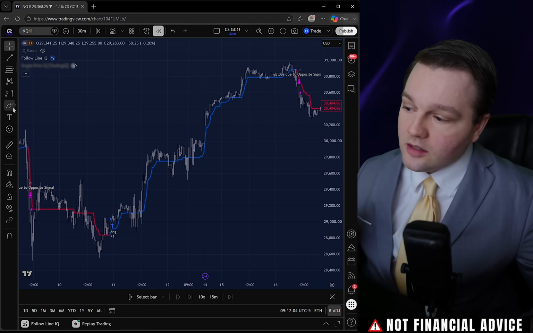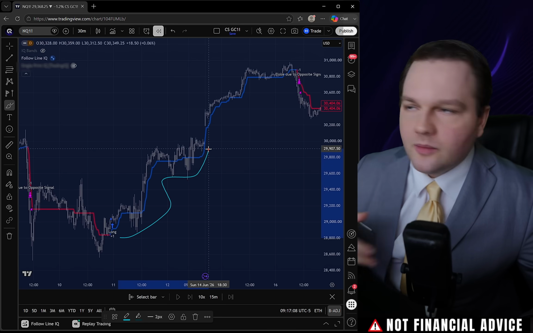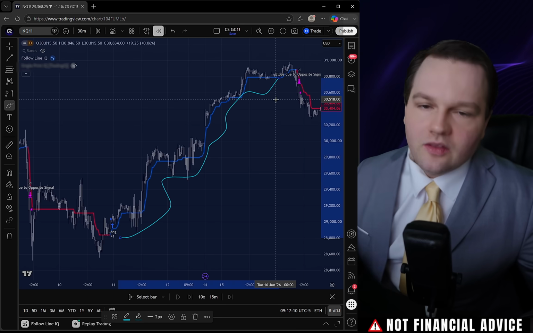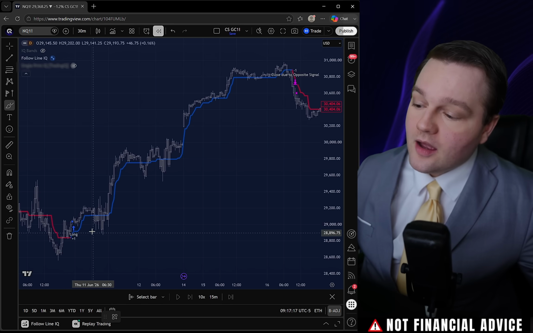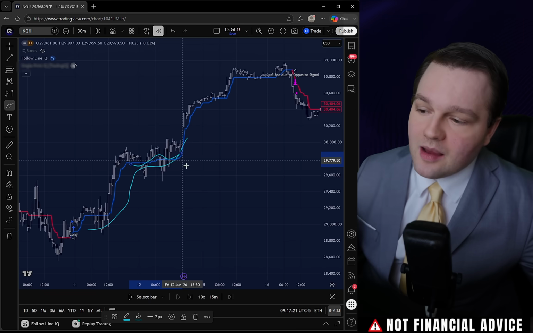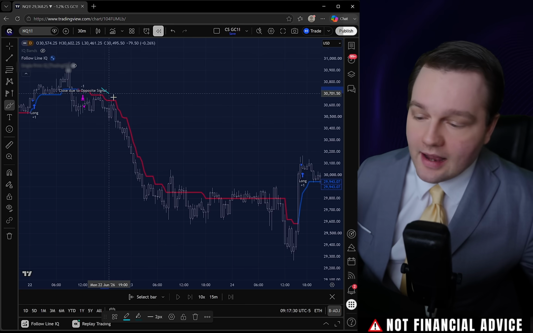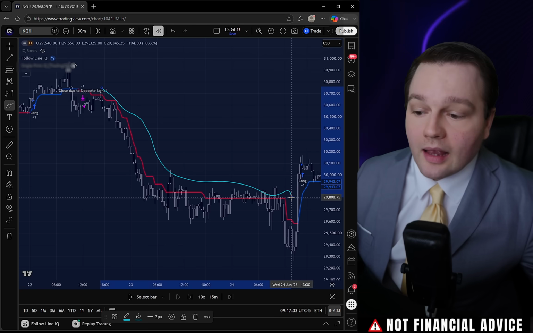All Follow Line IQ is trying to do is determine the current momentum or any form of persistence in the market. If momentum is favoring the upside, you will have a blue follow line, and it stays relatively stable until an appreciable move happens. If momentum favors the downside, you will see a red follow line like this.